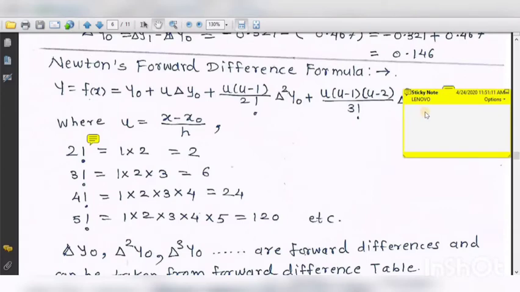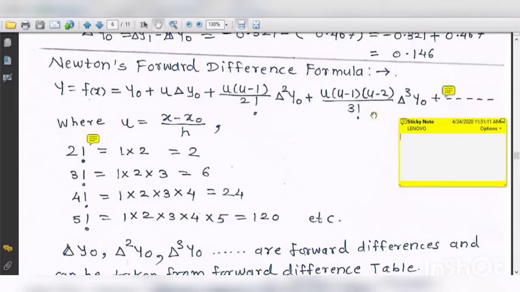Let us write it. Okay. So this is my third term. Now I want to write down the fourth term. So obviously delta raised to 4 y0 will be there. Okay. So now I will give you here the next term. See, this is my next term.